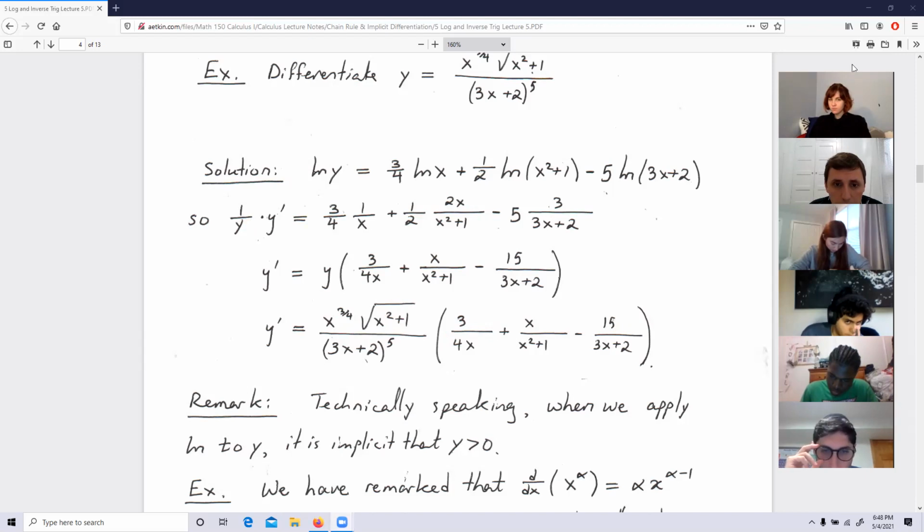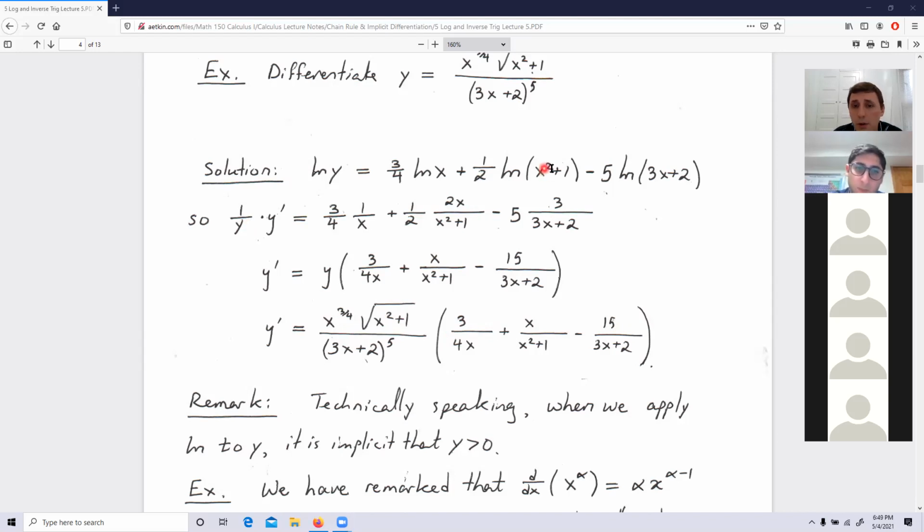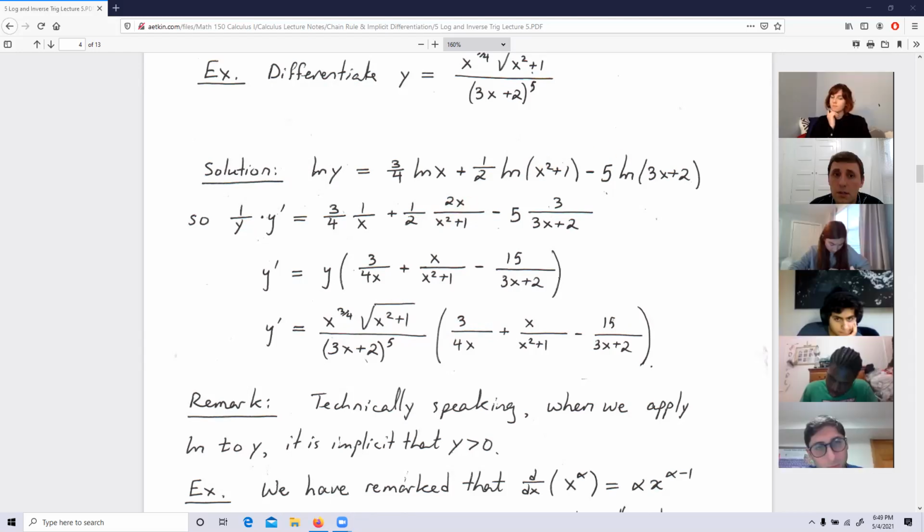Jeffrey, why was it 2x over x squared plus 1? Because of chain rule. For x squared plus 1, I could not have applied logarithm to simplify it further. So the derivative of ln of x squared plus 1 is, the x squared plus 1 is now on the bottom, and in the numerator I multiply by the derivative, by 2x. Yes? Very good.